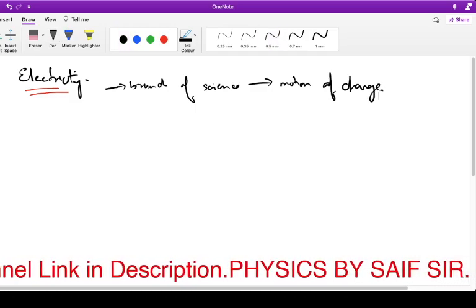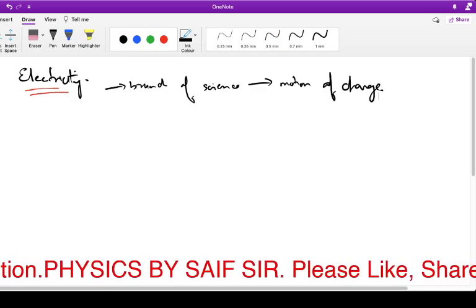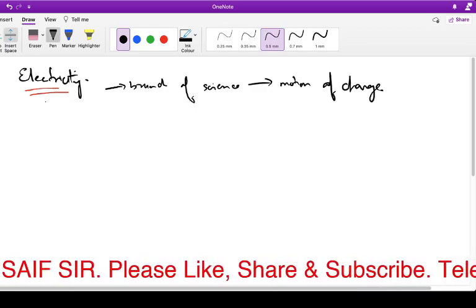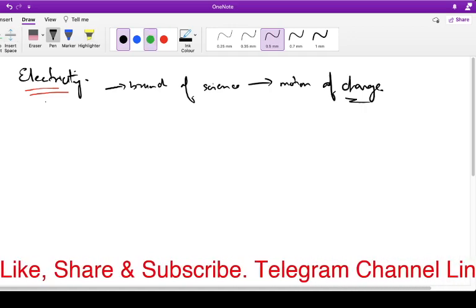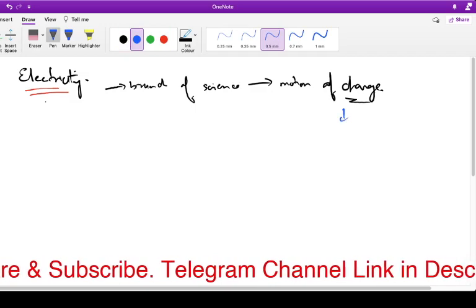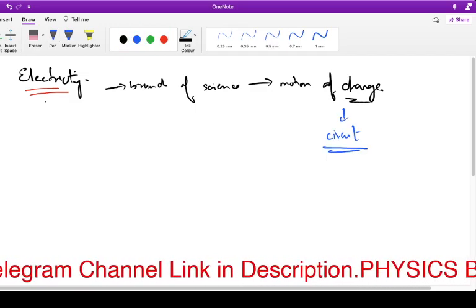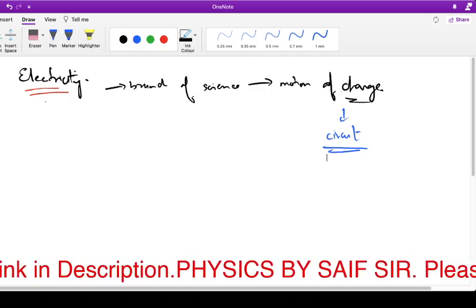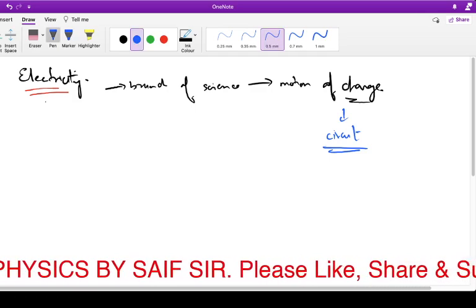There are many other branches of science, but a specific branch which deals only with the motion of charge is electricity. Now for the moving of the charge, what is compulsory? For moving of a charge, you need a circuit. A circuit should be there so that moving of charges takes place from one position to another position.